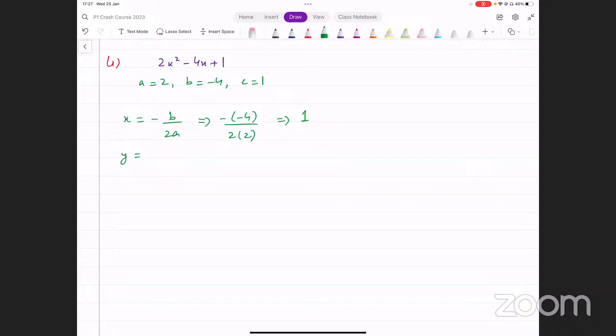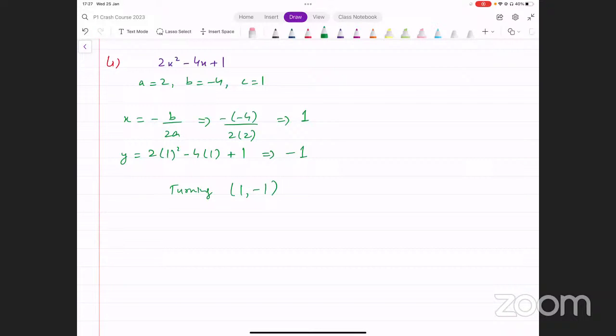Find the corresponding y value. Y equals 2 into 1 squared minus 4 into 1 plus 1. And that gives us 2 plus 1, 3, 3 minus 4, which is minus 1. So we know the coordinates of the turning point now. What's the turning point? The turning point is 1 and minus 1. This is the turning point.